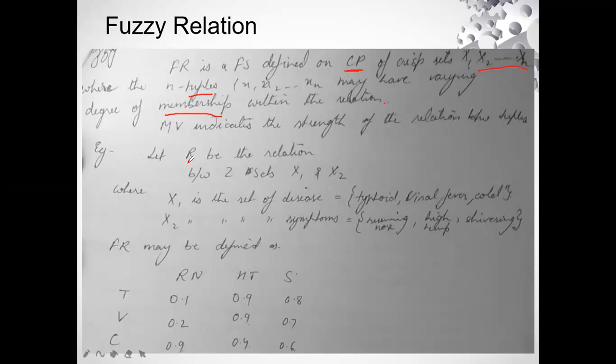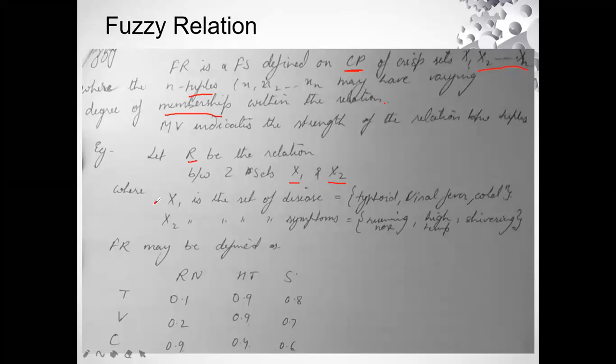R is the name for the relation between two sets, that is x1 and x2. And these two sets are the fuzzy sets we are talking about. So we have a relation which is based on two sets, x1 and x2. Always remember, when we are talking about fuzzy relation, the relation will be based on two fuzzy sets, and when we are talking about crisp relation, the relation will be dependent on two crisp sets.